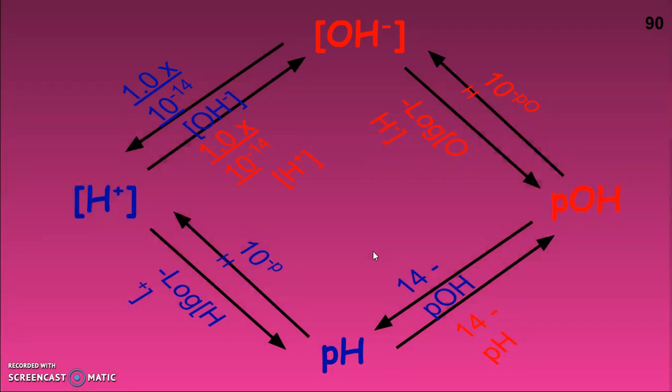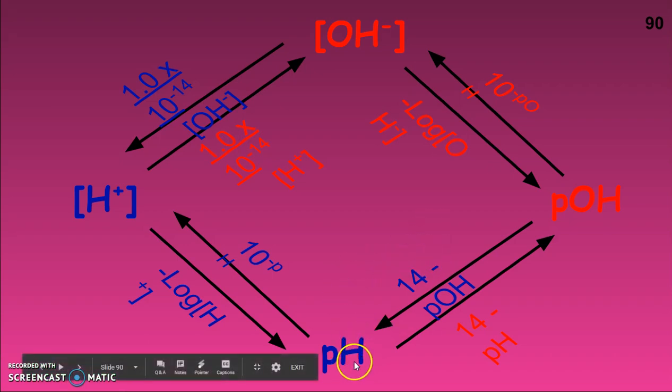Here is another diagram that looks kind of busy and confusing, but it's actually pretty easy to understand once you start following the arrows. So how do we convert from pH to hydrogen concentration? To go from pH to hydrogen concentration, you take 10 to the negative pH. To go from hydrogen concentration to pH, you use the negative log of the hydrogen concentration. So you just follow the arrow and see what it is you're calculating.